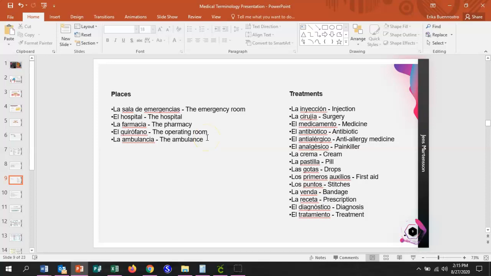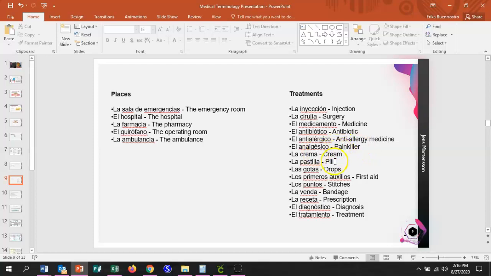So now let's talk about some of the treatment. Let's say you've got to tell somebody that they need an injection, or they need surgery, or they need antibiotics, or they need something. Okay, so this is how you're going to say it. Inyección is injection. Surgery is cirugía. Medicine is medicamento. Antibiotic is antibiótico. Anti-allergic medicine, anti-alérgico. Painkiller, analgésico.